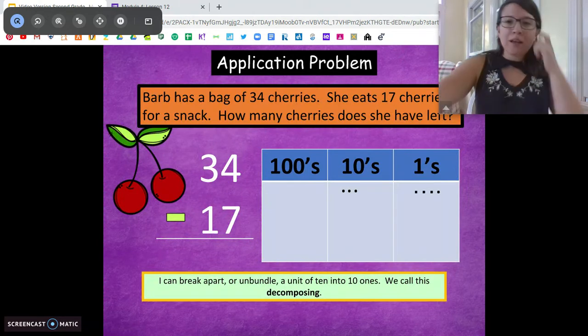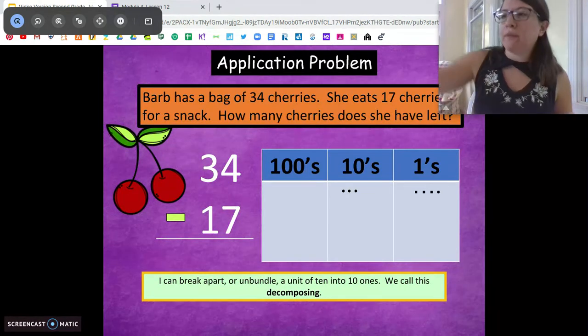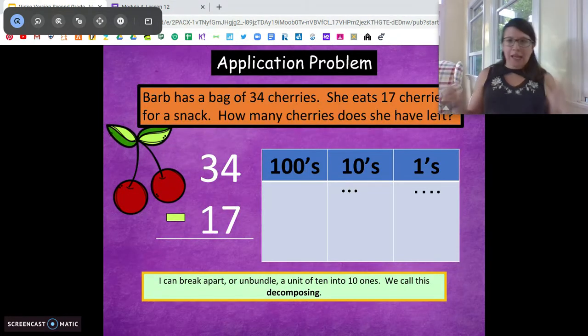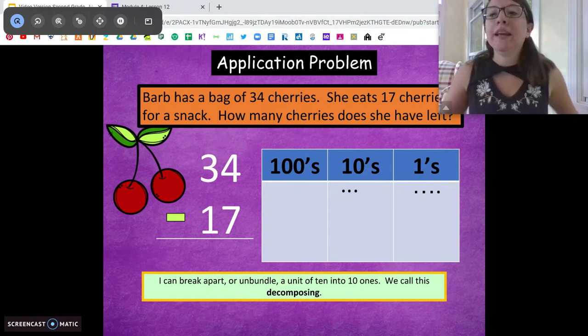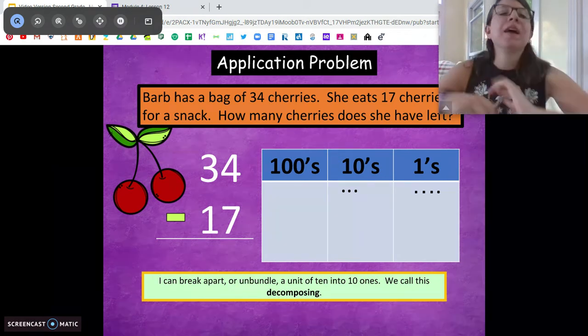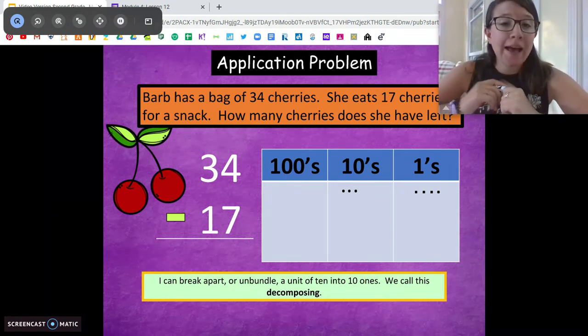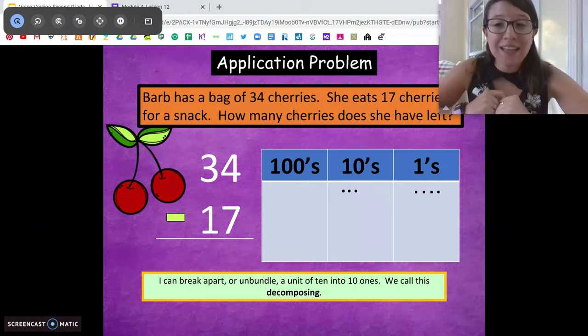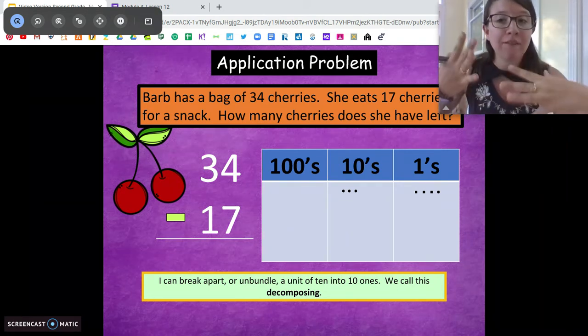Yay! All right, so for this one, you're definitely going to want paper and pencil. We're going to get into our application problem, reviewing what we did yesterday with subtraction. So, have your paper and pencil ready? Let's go. It says, Barb has a bag of 34 cherries. She eats 17 cherries for a snack. How many cherries does she have left?